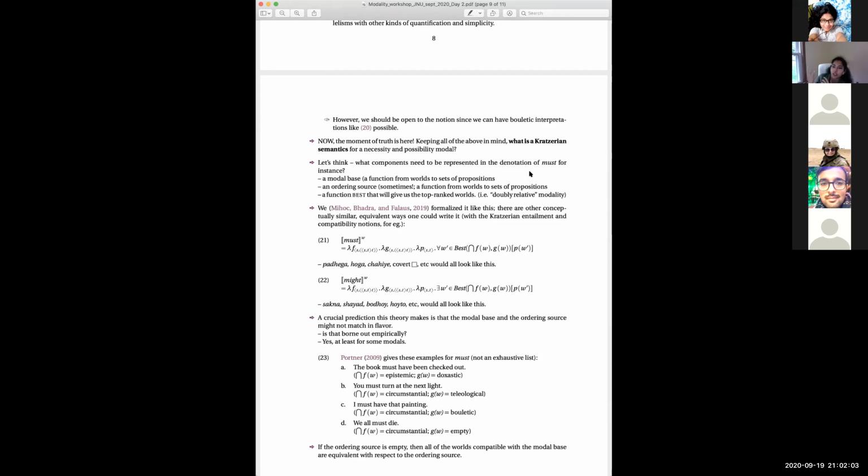So extra information, how is that built in? That's not in your modal base. Extra information, not in your modal base, but you're sensitive to it. How is that? It's because of this extra set of propositions that the ordering source brings.